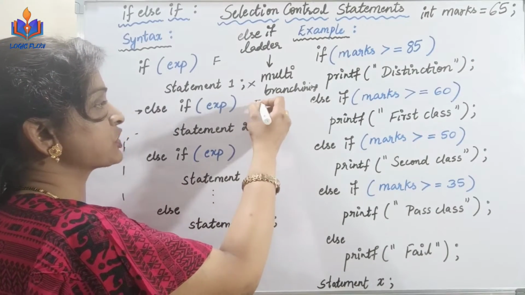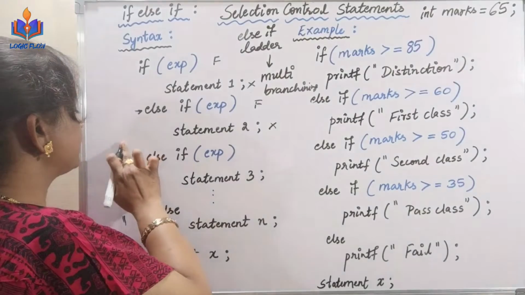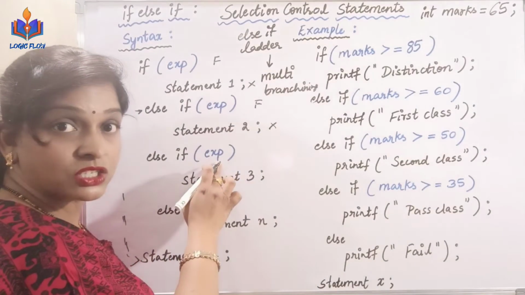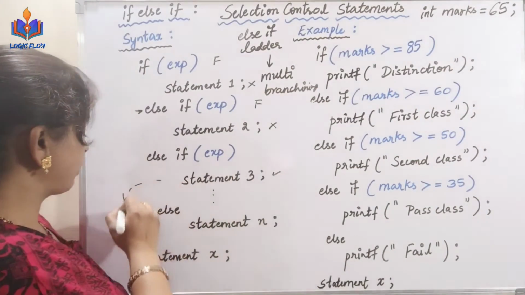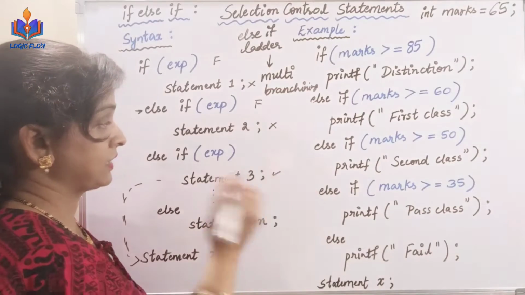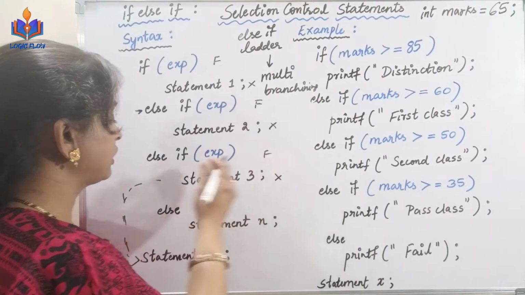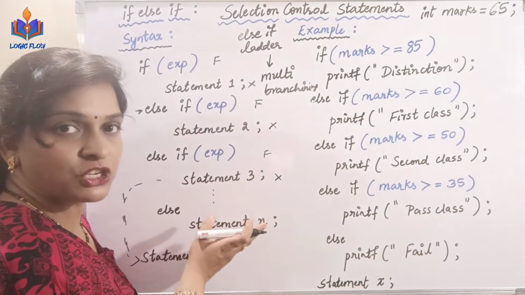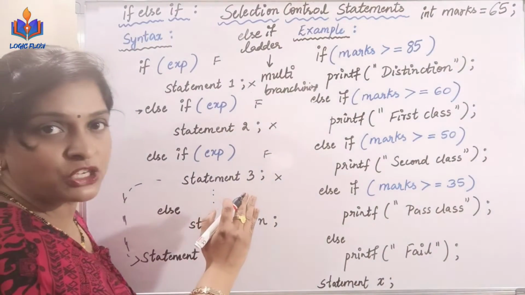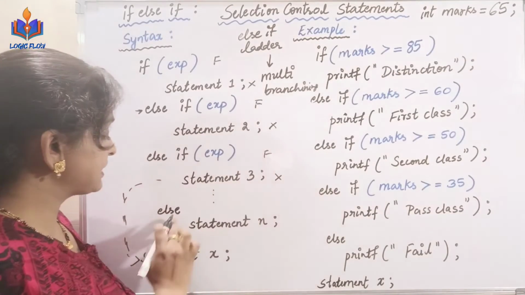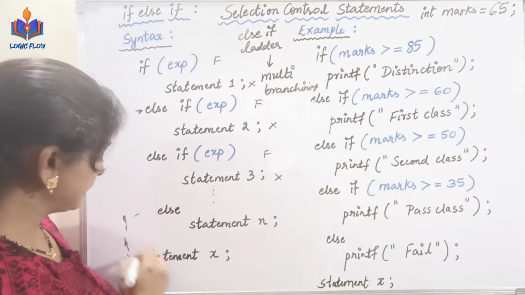Let us say this expression evaluated as false. Then statement 2 is also skipped, and I come to this else part. Again check the condition. If this condition evaluates as true, execute statement 3, then straight away go to statement X. Another scenario, this expression evaluated as false, then statement 3 will be skipped. Like this I can have n number of expressions and n number of statements. Finally, if none of the expressions gets evaluated as true, then I say else, do this, some statement, then continue with statement X.